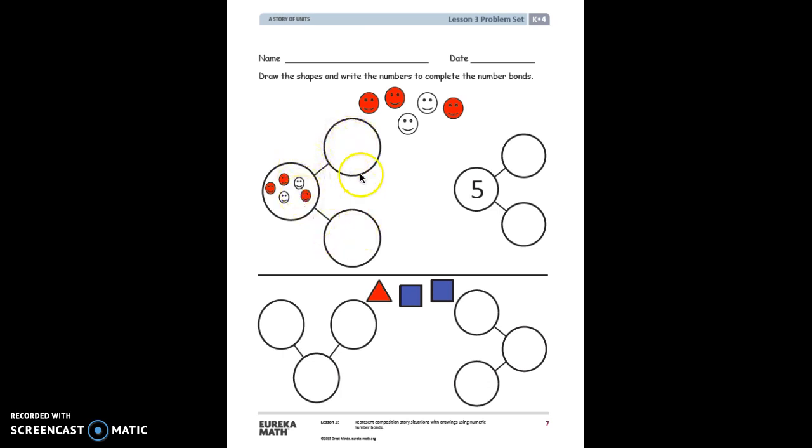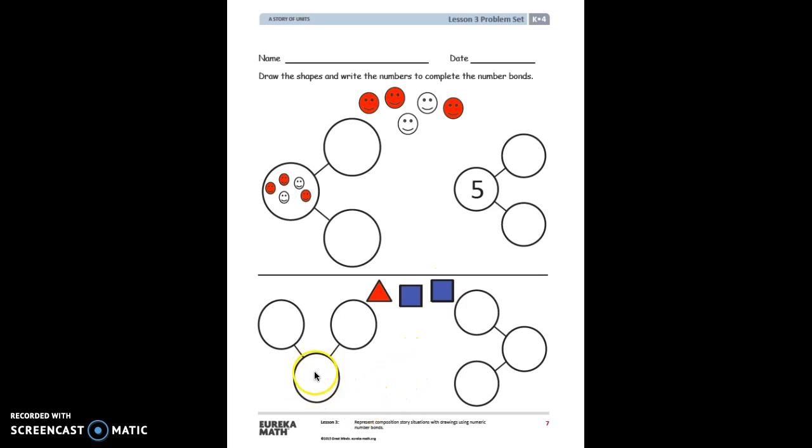So on this number bond, you're going to draw the smiley faces. And on this number bond, you're going to write the number. So there's 5 smiley faces all together, and then that's why I see the number 5 over here. Then you're going to do the same thing down here with the shapes. How many shapes are there all together? 1, 2, 3. Great job.